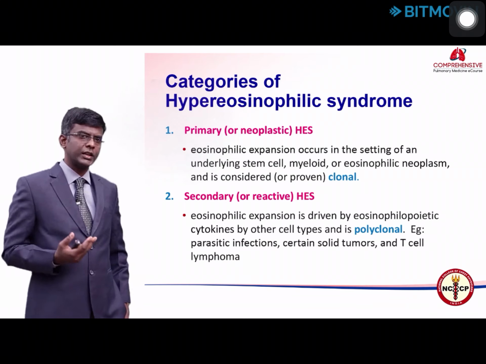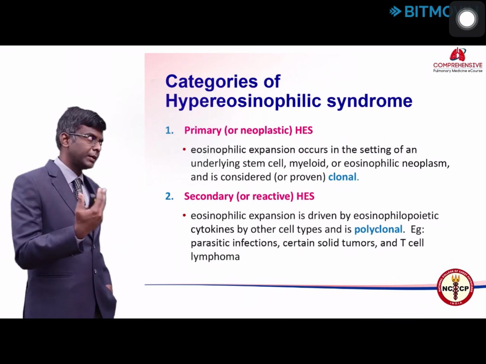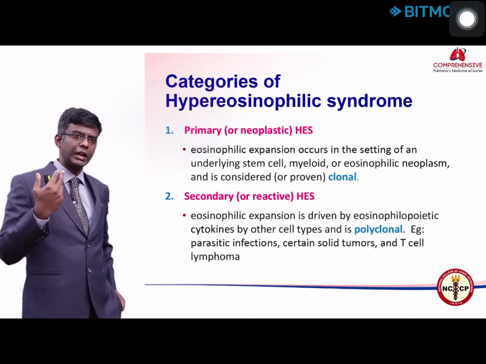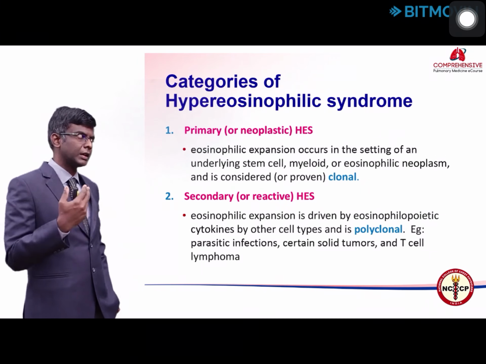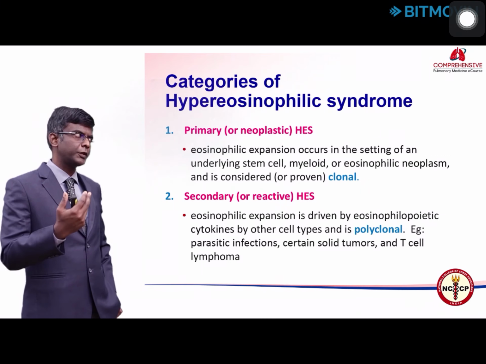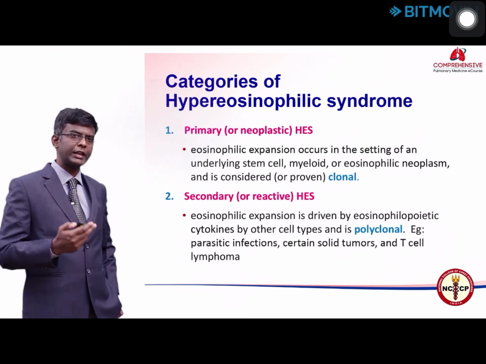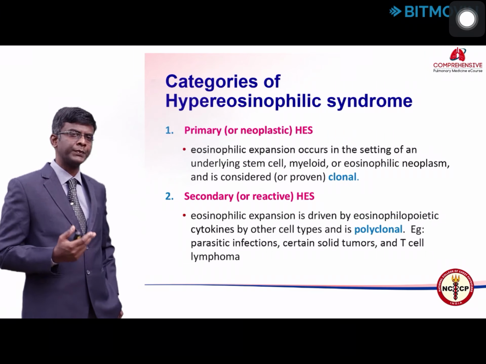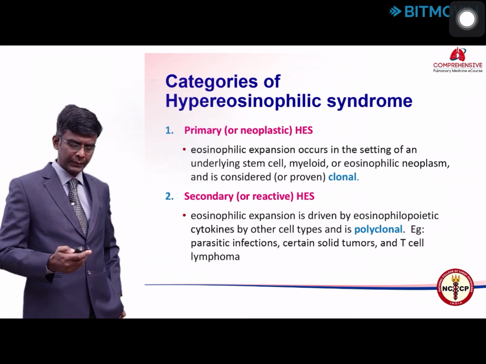How will you categorize hypereosinophilic syndrome? It is a group of disorders. It can be primary or secondary. Primary means it can have a neoplastic etiology. There is eosinophilic expansion. It occurs in a setting of an underlying stem cell, myeloid or eosinophilic neoplasm, and it is considered or proven clonal.